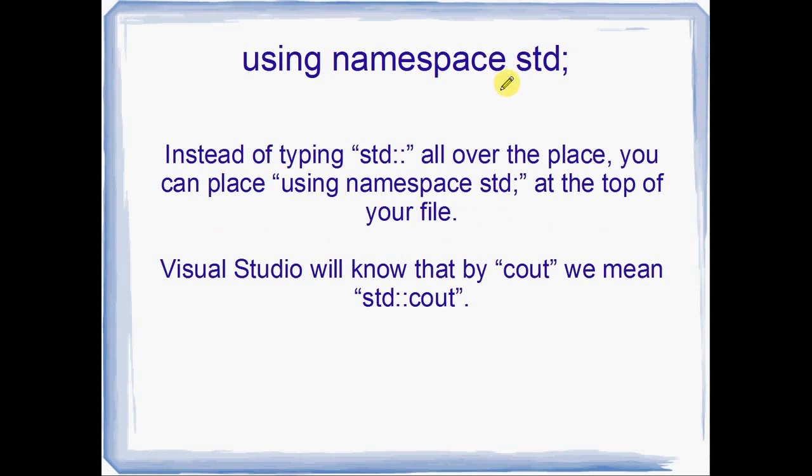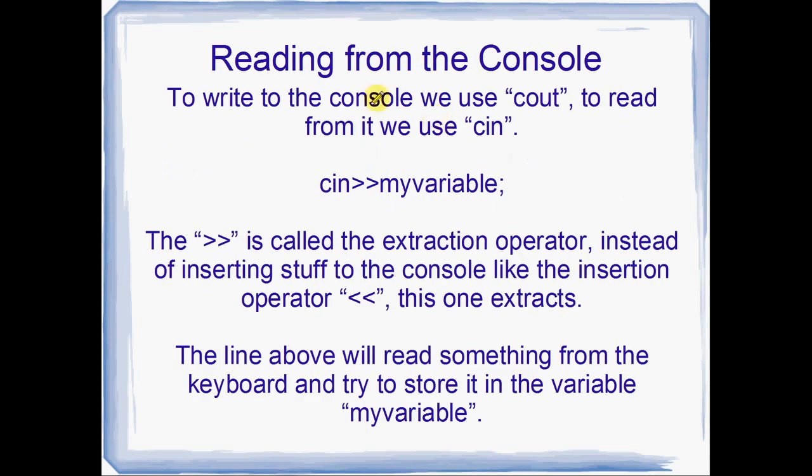I think I did anyway, just to force a habit. But all this means is that instead of having to type std::cout and std::endl, end line, or indeed std::cin, we can just say cout, like that. And Visual Studio will assume that we're talking about std::cout. So you can just put that at the top of your file. We'll do this at the end of the tutorial too, in another little example. But that's all that means.